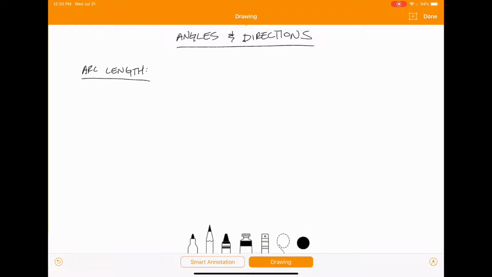So if you have a circle, it's going to have some radius r, and then if you're just looking at that slice of the circle, it'll have some angle theta, and the arc length is that distance there, and we call that s. And so the equation to find s is s is equal to r times theta, but it's really important that theta is in radians.